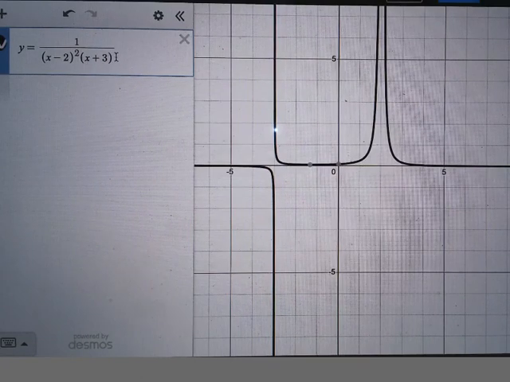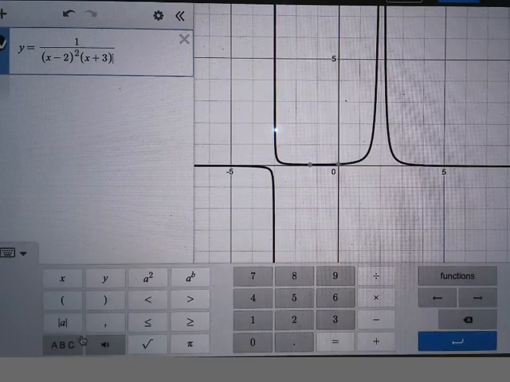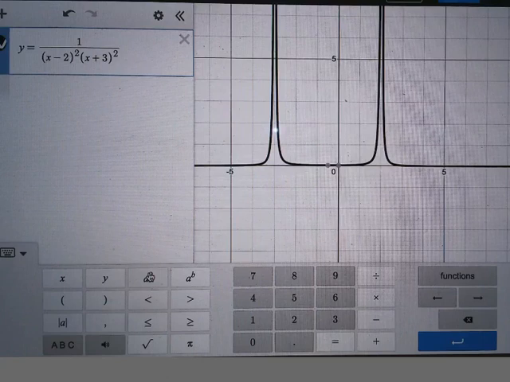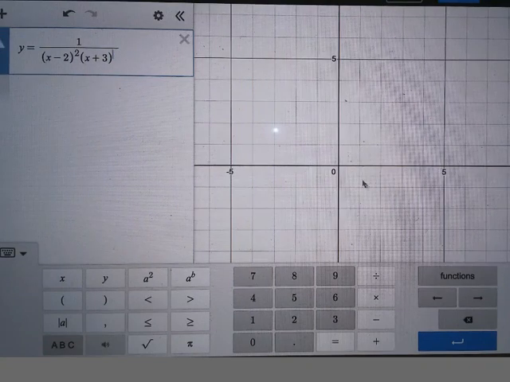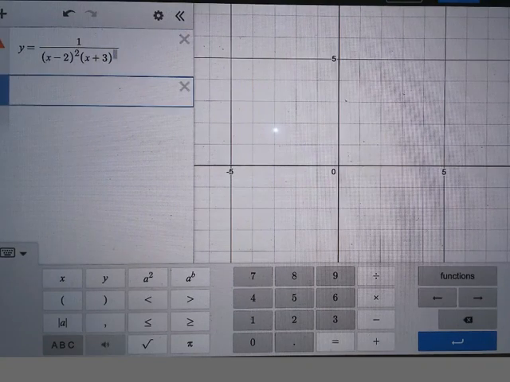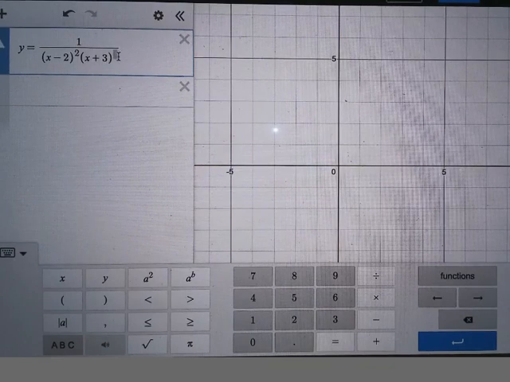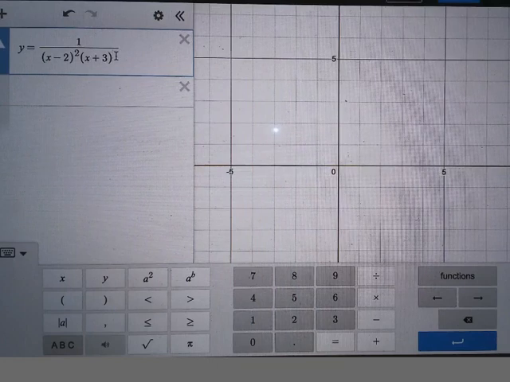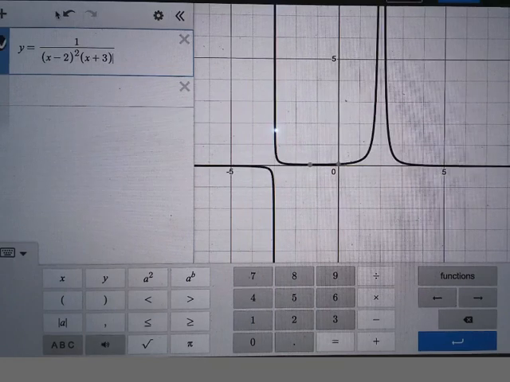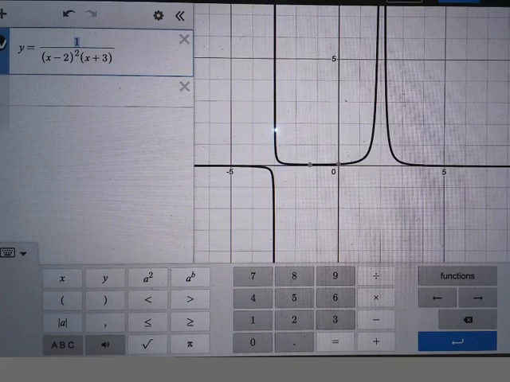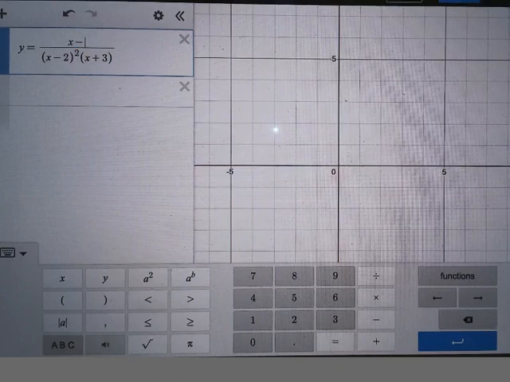And so forth. I could keep adding factors here and getting more and more asymptotes, and if I change the multiplicity on this one, let's say squared, then they would both go in the same direction. So I'll just get rid of that power. Okay, so there we have this. What happens if we put a factor in the numerator, like x minus 1?